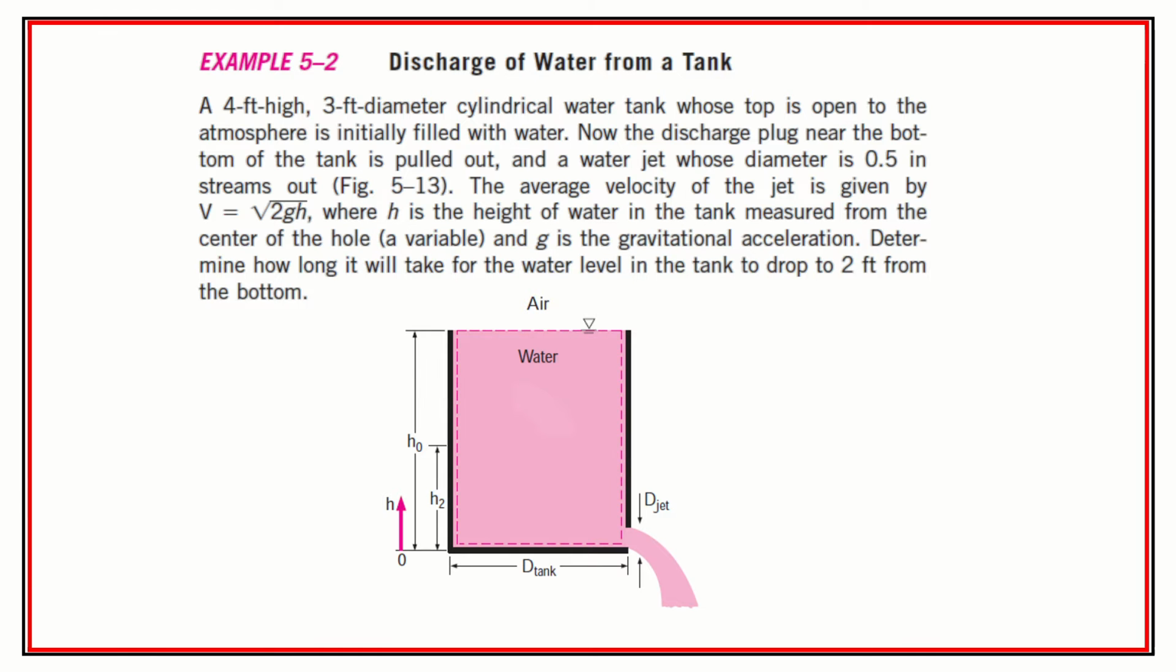All right, so here's a video continuation from class 7. This is video 5 of fluid mechanics. And here's an example out of our book, Cengel. This is example 5.2, where we have a 4-foot high tank, 3-foot diameter.